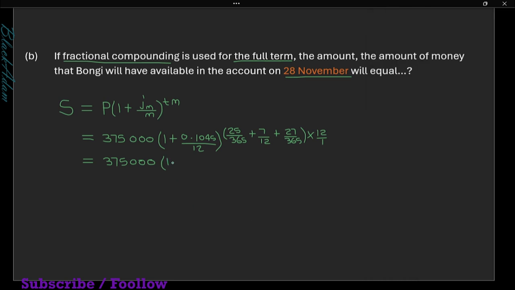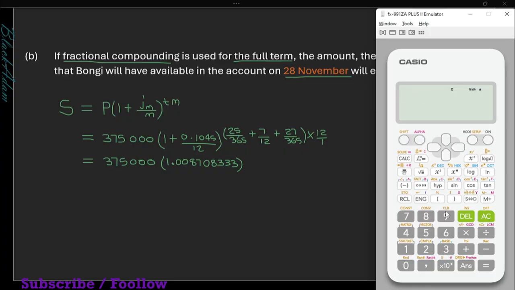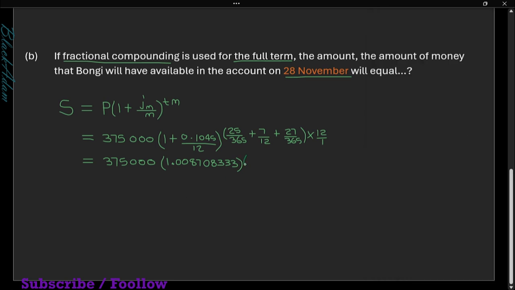We write that as it is, and do not round off, because it won't give an accurate answer, because we're dealing with money, cents, and so forth. So we put everything as in the calculator. The calculator can do that, but you can make a few mistakes. We deal with the fractions: 25 divided by 365 plus 7 divided by 12 plus 27 divided by 365. That gives us a fraction as the exponent.